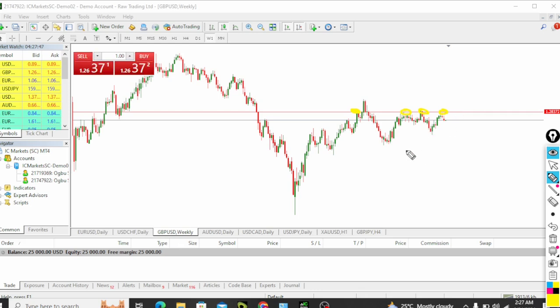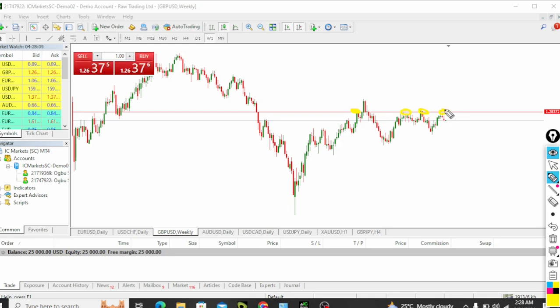So the pair has failed to break out of that resistance area. You can see from this angle here, it came down, then moved up again and retested that same resistance area. So this is a very major resistance for this GBPUSD, and it has failed a couple of times to break out of that resistance.